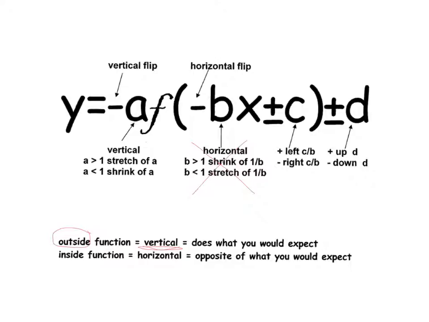Also on the outside of the function is D, which moves the graph up or down. Plus is up, minus is down. That's what you would think.